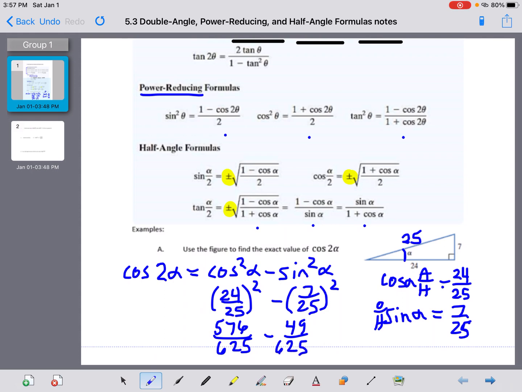We do have common denominators, so we can go ahead and subtract. 576 minus 49 is going to give me 527 over 625, and that is going to be the value of my cosine of the double angle of 2 alpha. If we would have chosen one of the other values, we would have had a little bit more fraction work and common denominators and such, but we would come up to the same value of 527 over 625. All right, moving on to the next page.